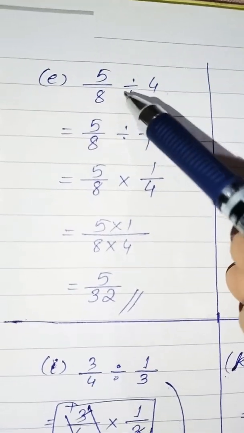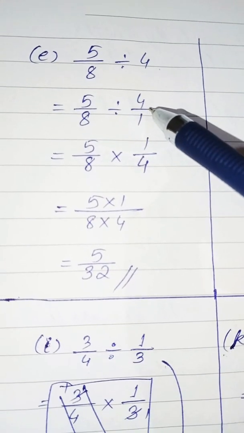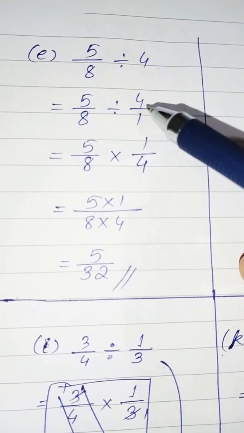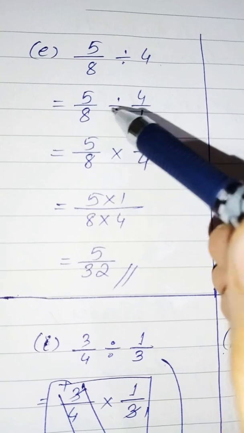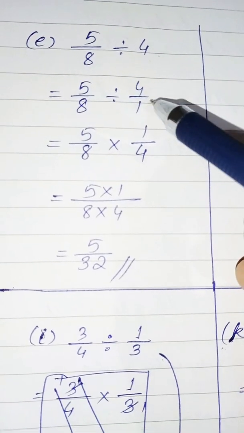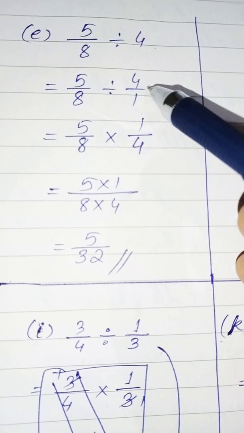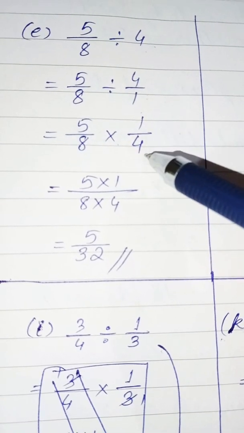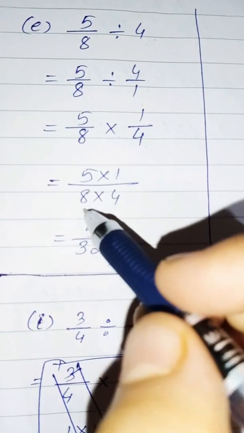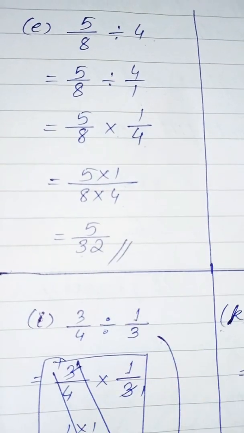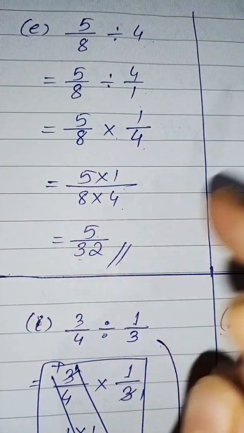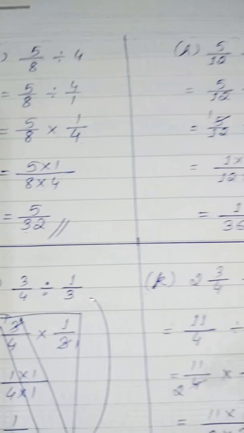The procedure is all the same, only you have to check whether it is a whole number or not. So 5 by 8 divided by 4, so 4 can be written as 4 by 1. Now 5 by 8 into, if I take the reciprocal of 4 by 1, it becomes 1 by 4. So 5 into 1, 8 into 4, 5 1s are 5, 8 4s are 32. You cannot cancel anything here, so the answer will stay like this.